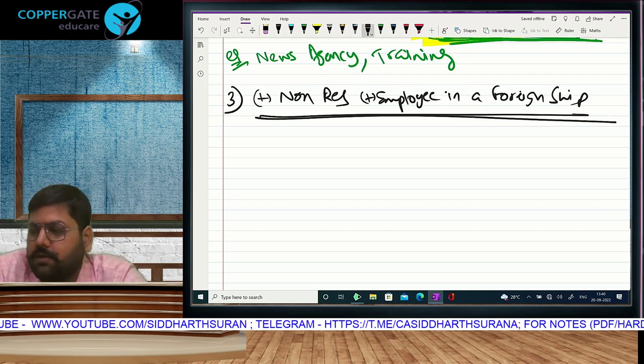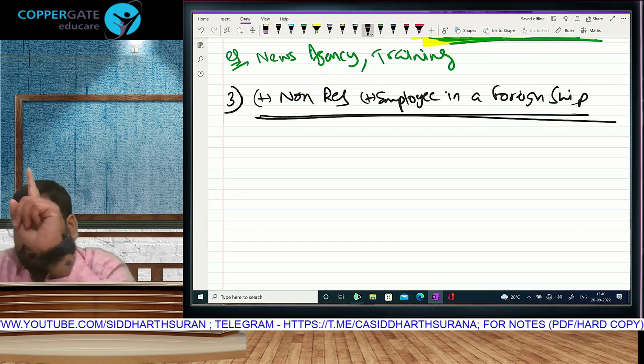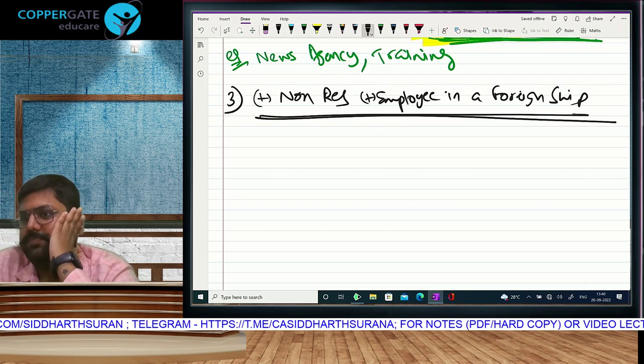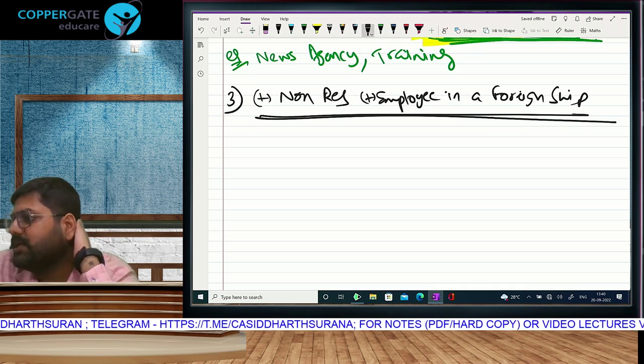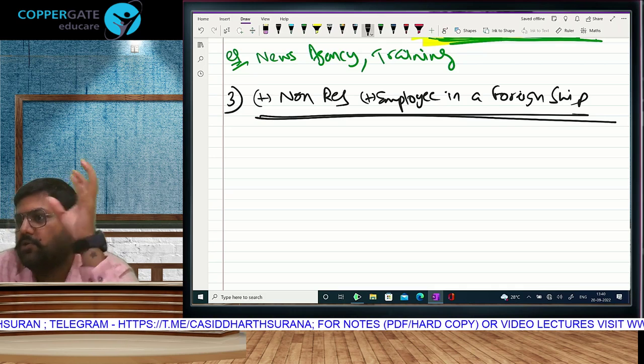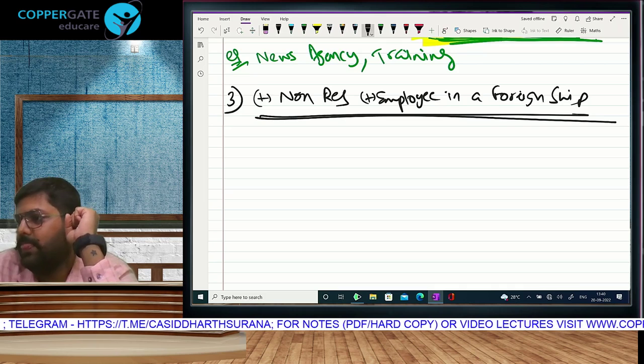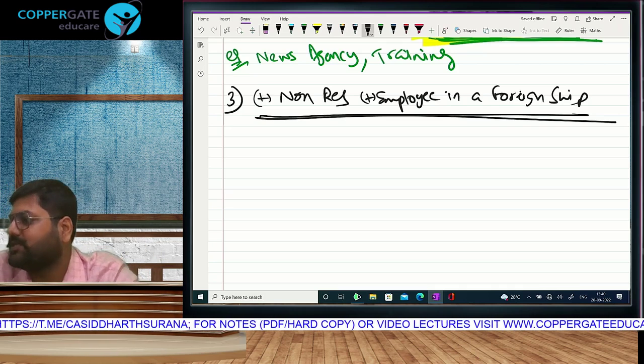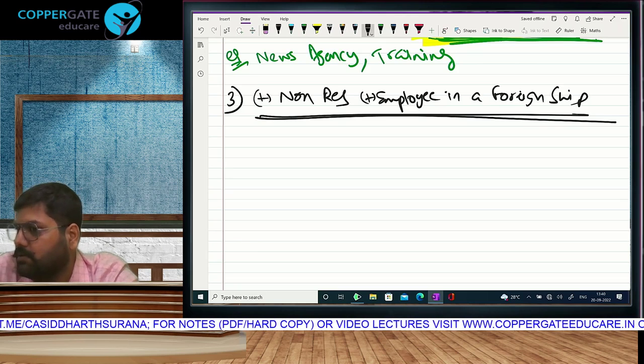Employee in a foreign ship. So non-resident, non-citizen, foreign ship. Supposing we are importing oil from Russia, so the ship comes from Russia to India. That ship will have a captain and crew members, just like Indian ship crew members go out. Foreign ship crew members will come to India, no?